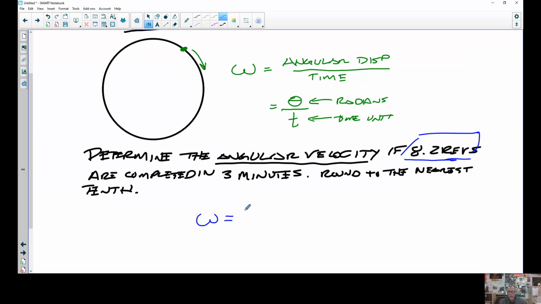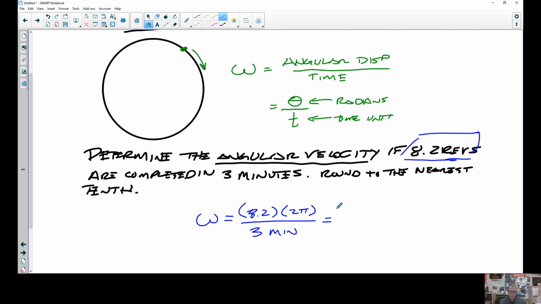Let's figure this out. We've got 8.2 revolutions, and we know each revolution is worth 2 pi radians. So that's our theta, in radians, converting the revolutions to radians. And it's completed in 3 minutes. That's our unit of time. So what we end up with is going to be radians per minute, right? We're going to get this in radians per minute.